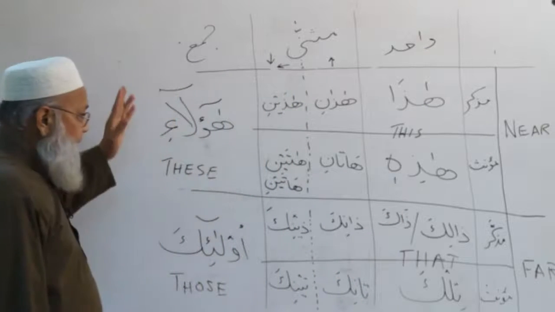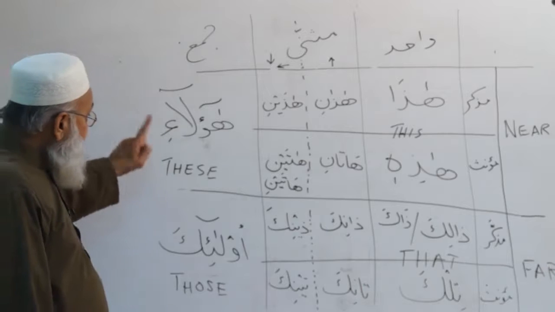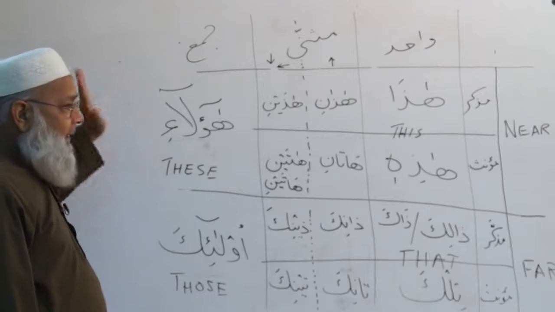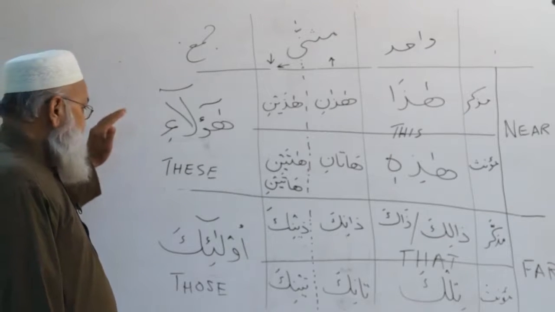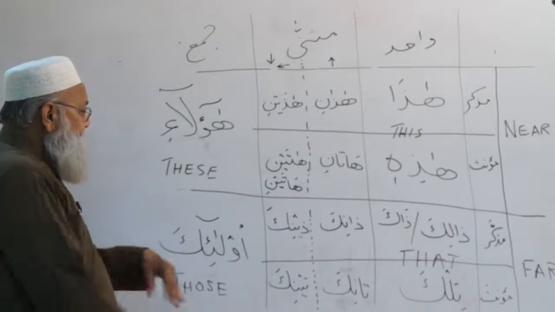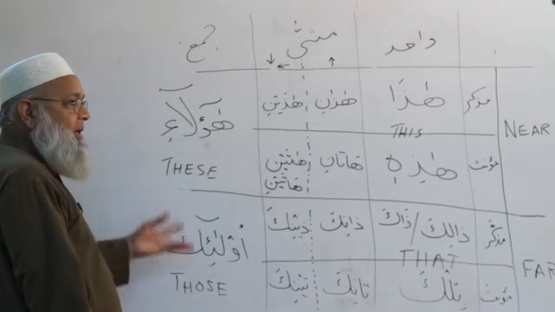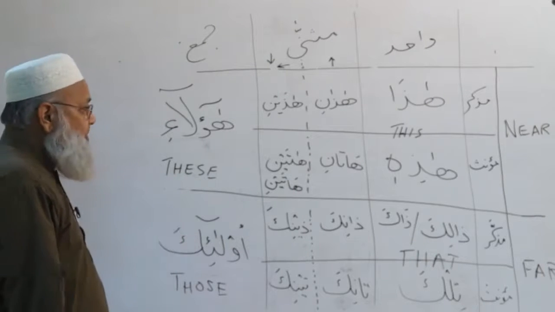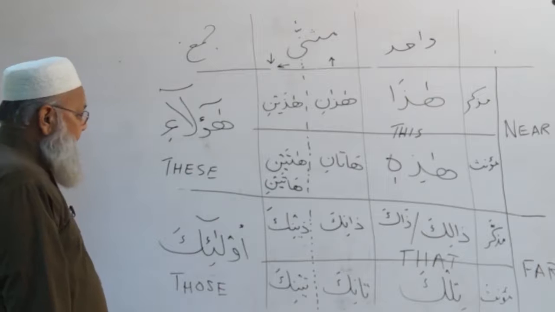Haulai in rafa form, haulai in nasab form, and haulai in the jar form. Ulaika would continue to be ulaika in all the three forms of Arab: ulaika in rafa form, ulaika in nasab form, and ulaika in jar form.